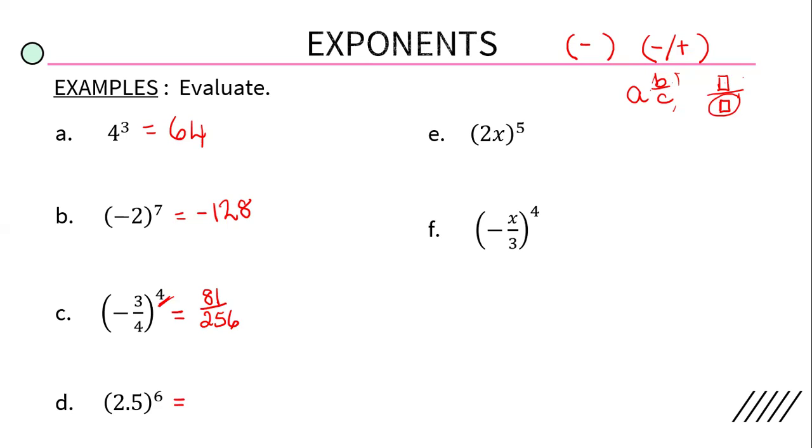Next, we have 2.5 raised to the power of 6. Open bracket, 2.5, close bracket, power button, 6. This gives us 244.140625.